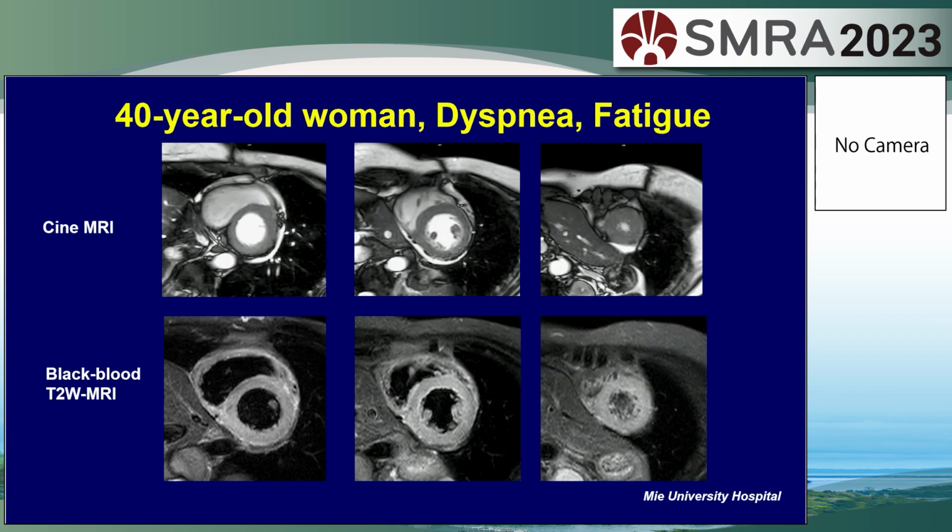Okay, another case, a 40-year-old woman with dyspnea. CMR shows mild LV systolic dysfunction, and the black blood T2-weighted MRI is generally difficult to read because the entire myocardium is bright, even compared to the chest wall muscle. For an ordinary radiologist, it is very difficult to make a diagnosis for such diffuse T2 brightness.